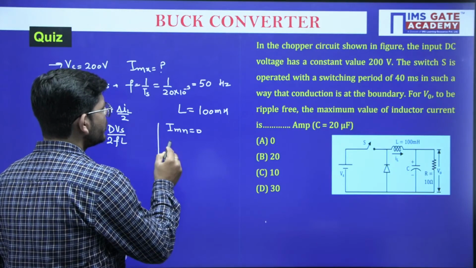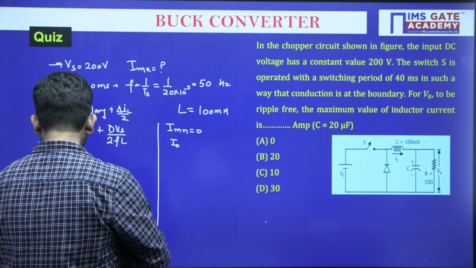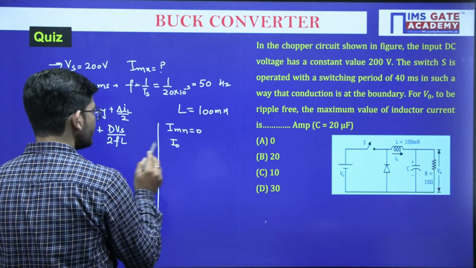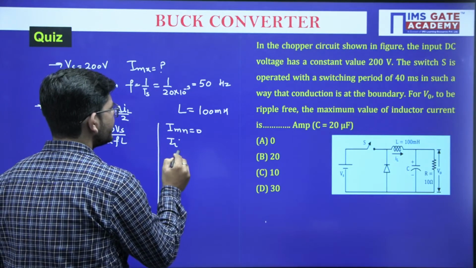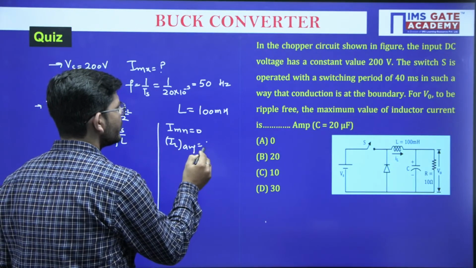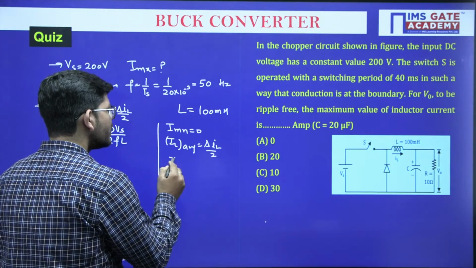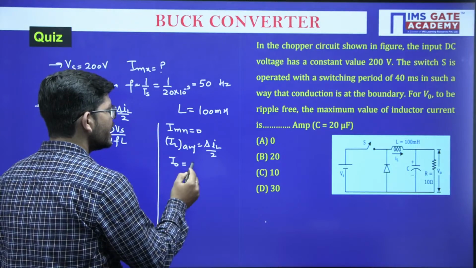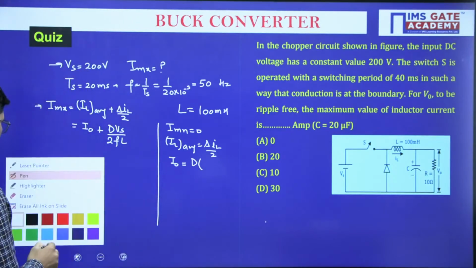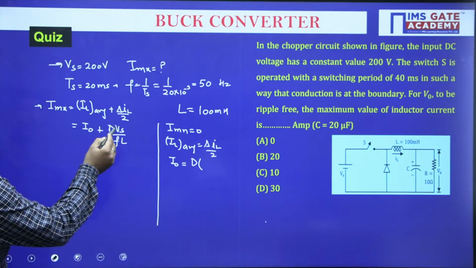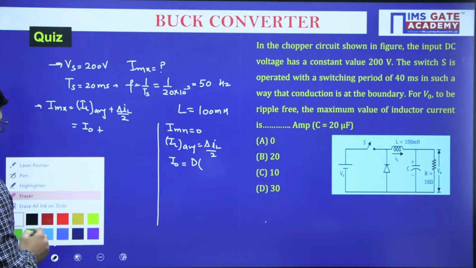Now I minimum 0 indicates that I naught equals IL average. This indicates that IL average will be equal to del IL by 2. Now I naught, IL average is basically I naught, del IL is D. See, we have written a wrong formula here, isn't it? We are talking about buck converter, but we have written a boost converter formula here. Okay, so don't mix up.